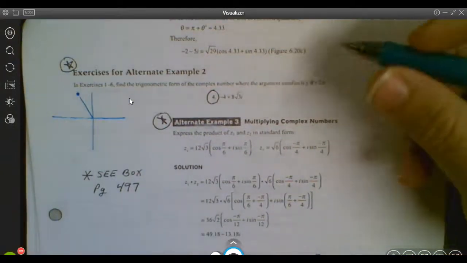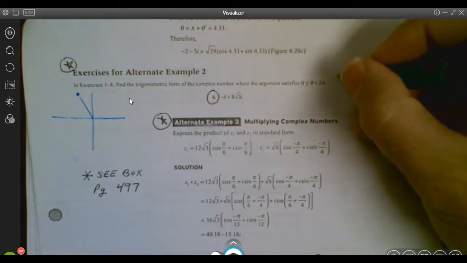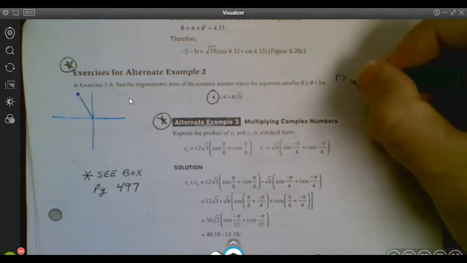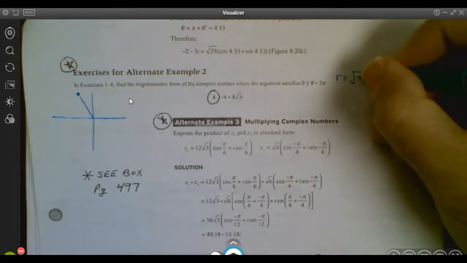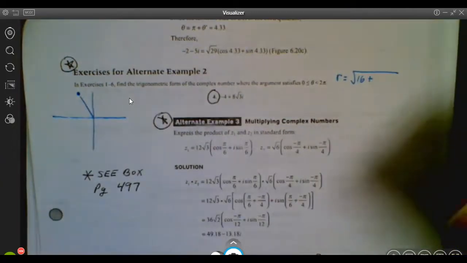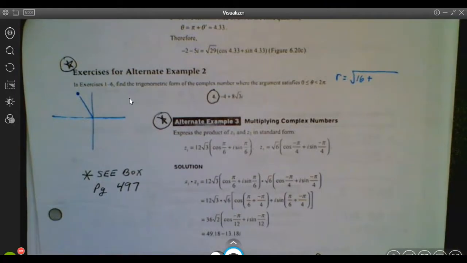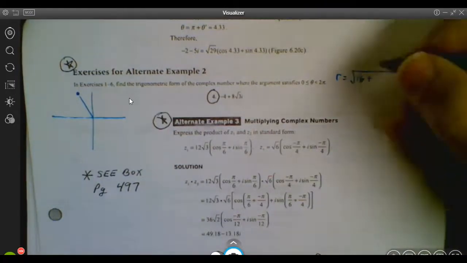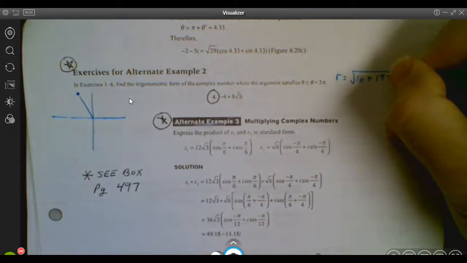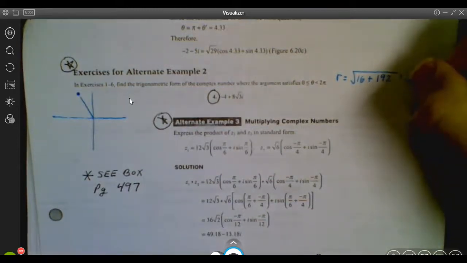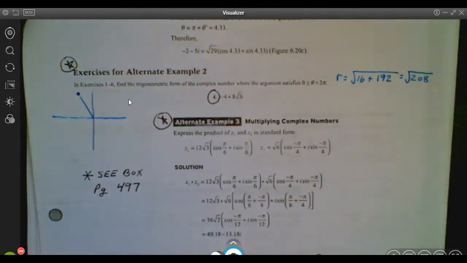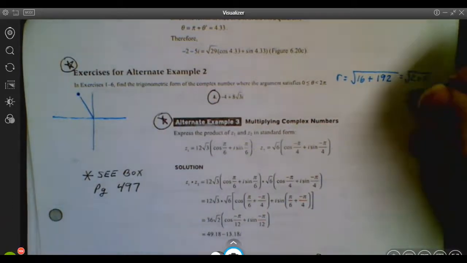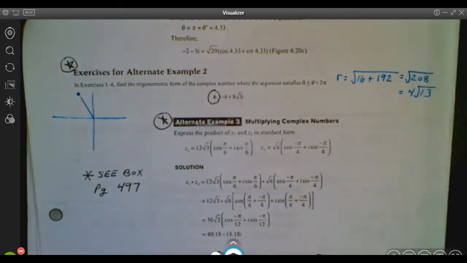All right, so let's find out the value for r. If we did our Pythagorean theorem, a squared plus b squared, so let's see, 64 times 3 would be 192. If I add those together, it looks like 208. And we are expected to simplify those radicals whenever we can, so let's do that. We could see this as 4 root 13. So there's our value for r.